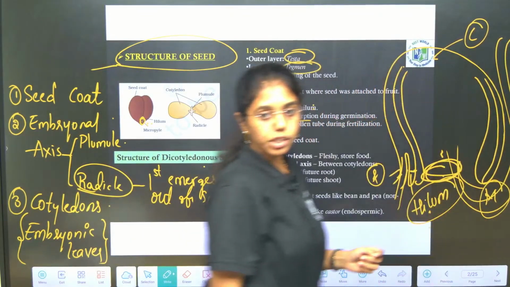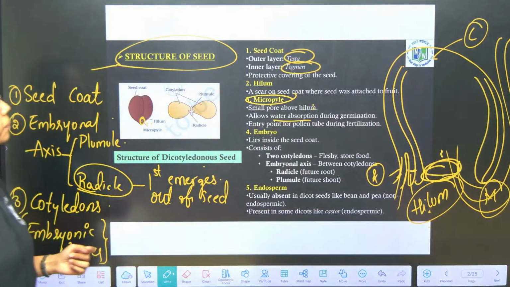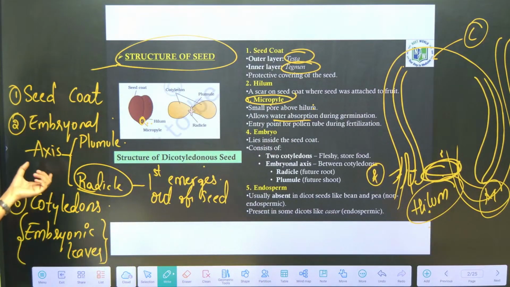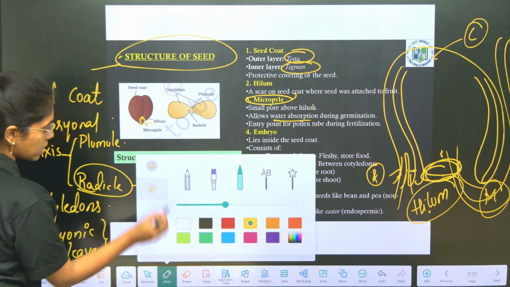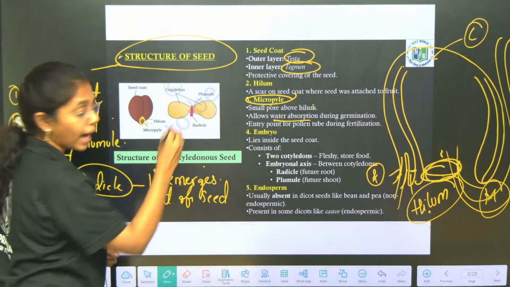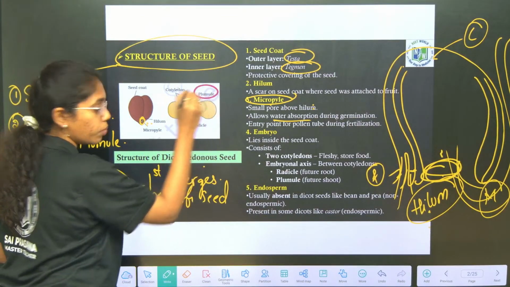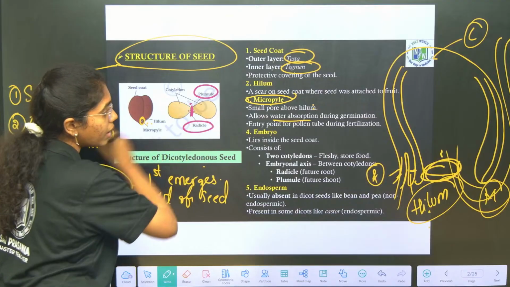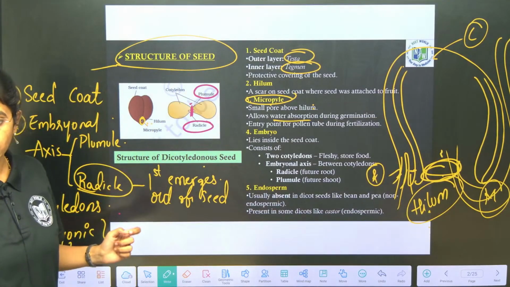Pollen pistil interaction we have learned, and then embryo. So here you have the embryonal axis. This is the embryonal axis, if you can see. At the apex region it is terminated as plumule. Lower region is radicle. Plumule and radicle are clear, right?